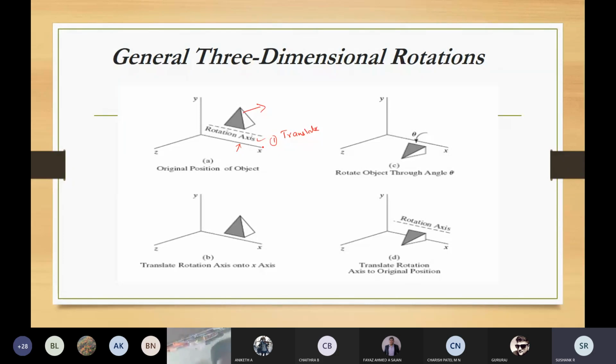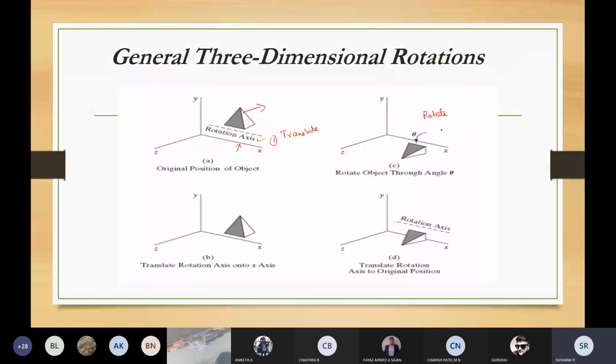The second step is to perform the rotation about the axis. Whatever axis is given, if you want to perform the rotation about x-axis, you can perform about x-axis. If it is about y-axis, you can perform rotation about y-axis, and if it is about z-axis, you can perform rotation about z-axis. So rotate the object with respect to its axis.